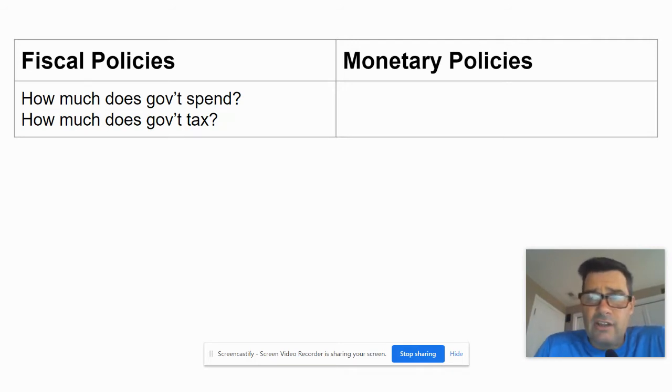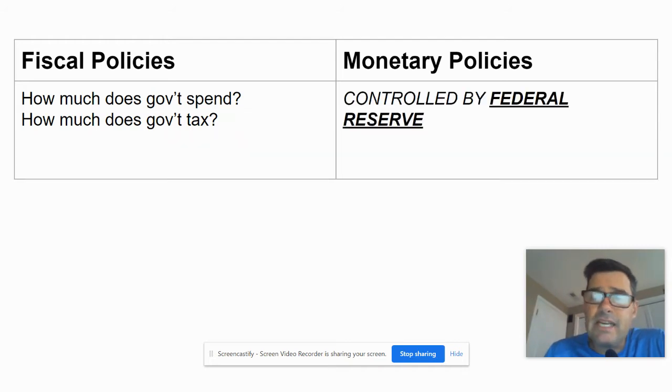Monetary policy on the other side is a little different. It's controlled by the Federal Reserve. The Federal Reserve was created in the early 1900s by Congress in order to manage the banking system. So the Federal Reserve has a lot of control over what we call monetary policy. And just think of monetary, think of money. Granted, spending and taxing has to do with money as well, but monetary policy has to do with the actual money in the economy, like literally the number of dollars that are in the economy.